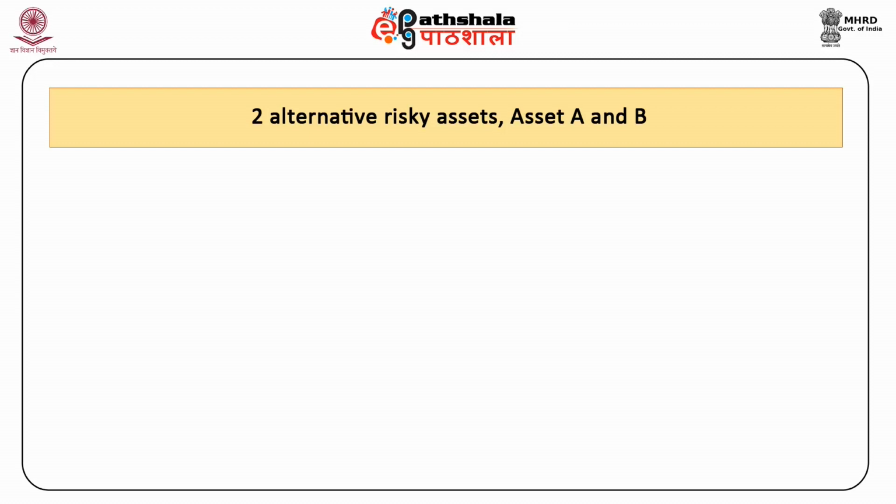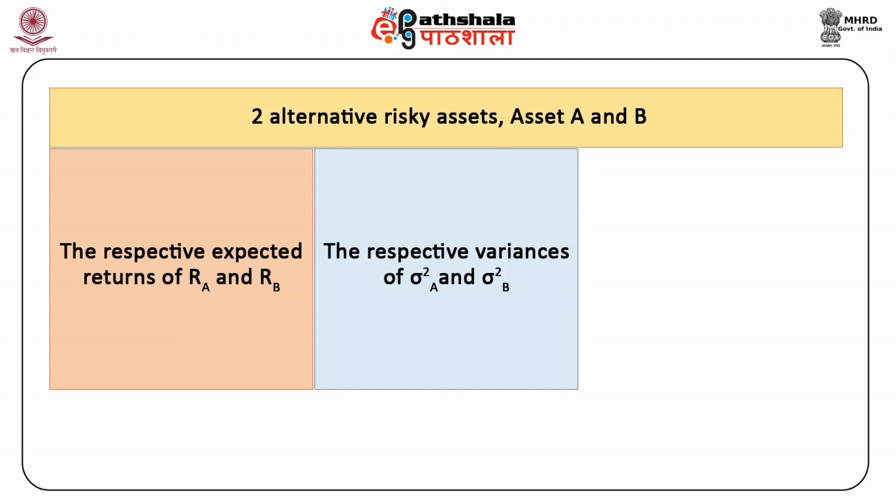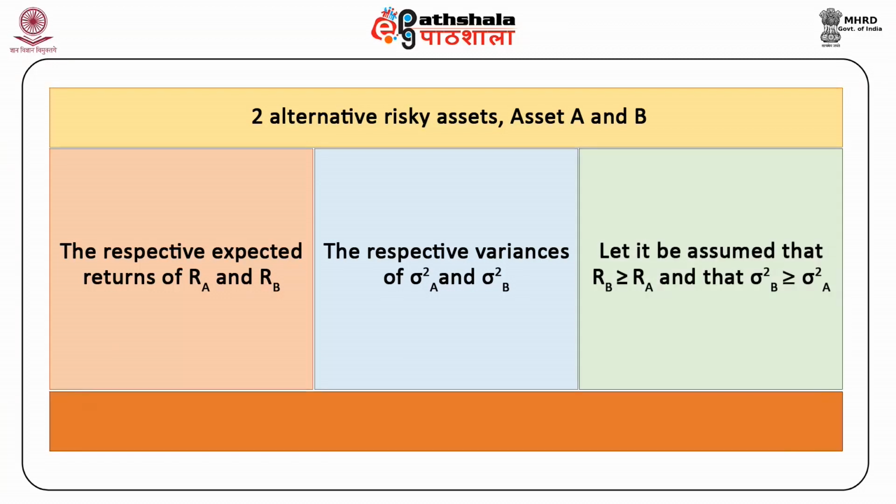Let these assets be asset A and B with respective expected returns of RA and RB and the respective variances of sigma square A and sigma square B. Let it be assumed that RB is greater than or equal to RA and that the variance of B is greater than or equal to the variance of A.